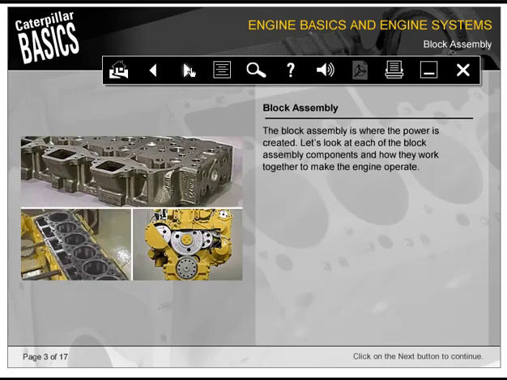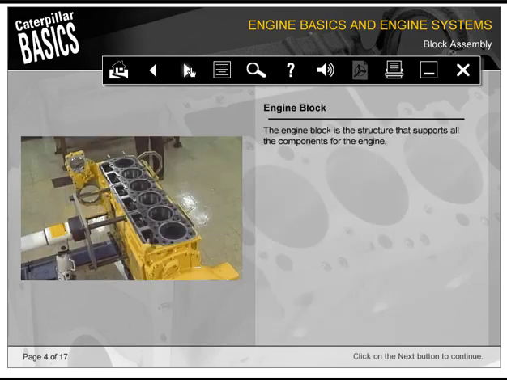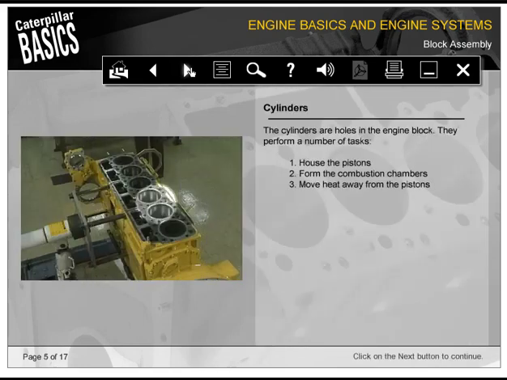The block assembly is where the power is created. Let's look at each of the block assembly components and how they work together to make the engine operate. The engine block is the structure that supports all the components for the engine. The cylinders are holes in the engine block that perform a number of tasks. They house the pistons, they form the combustion chambers, and they move heat away from the pistons.